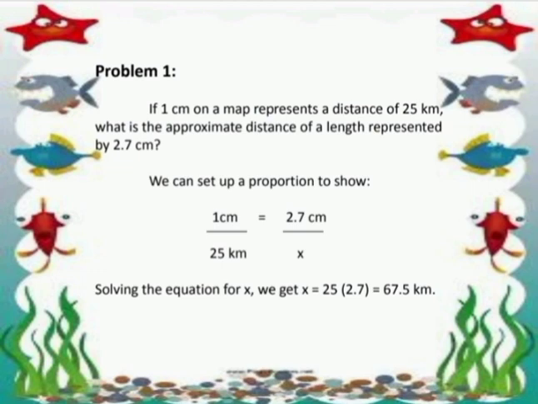Solving the equation for x, we can get x in 25 times 2.7 is equals to 67.5 km. Gi-cross multiplication na to siya, guys.